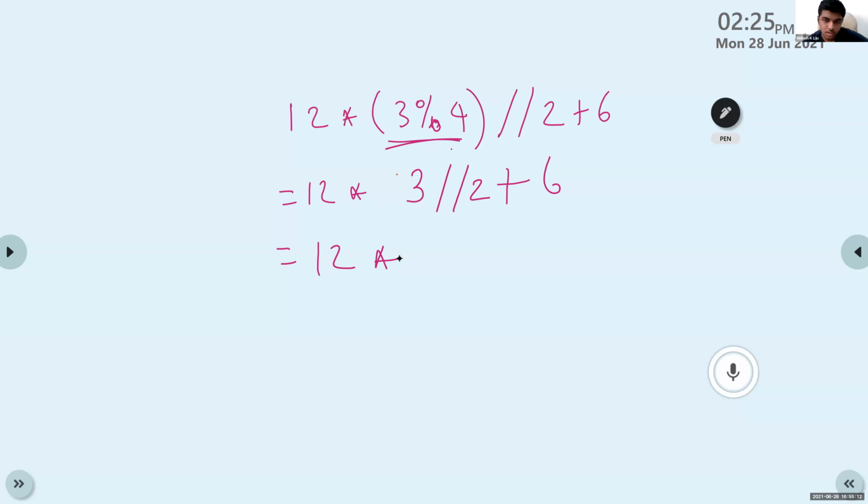Question 18: 3 floor division 2. What is the answer? Abhilash: 3 floor division 2 is 1.